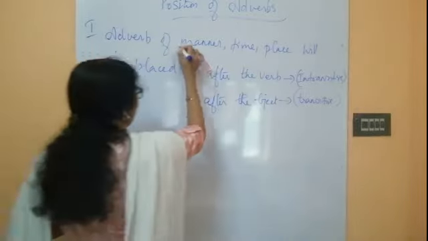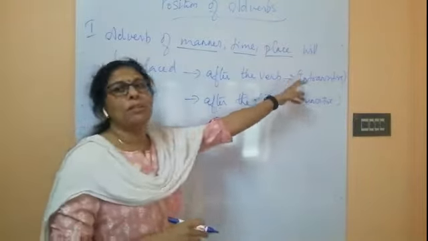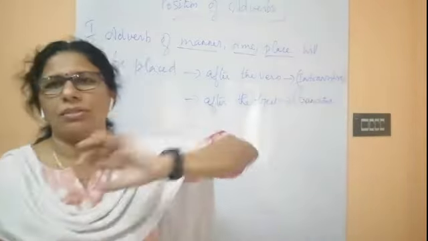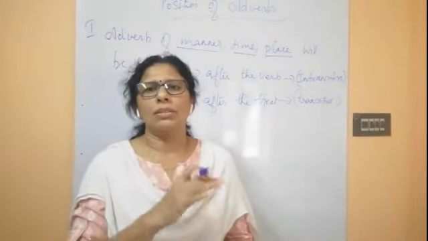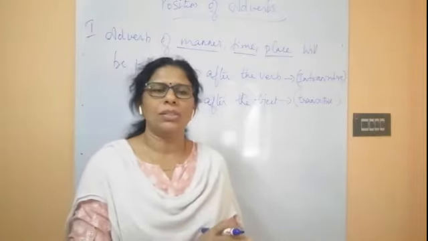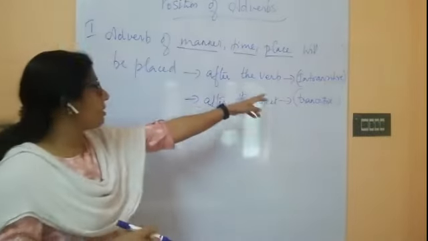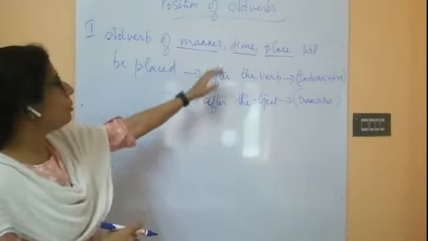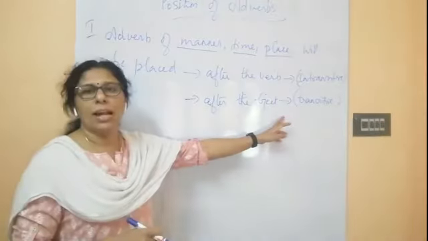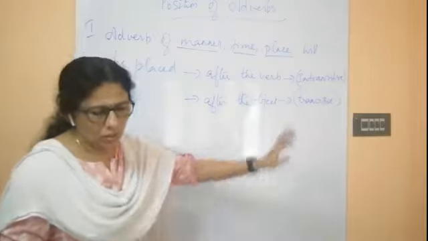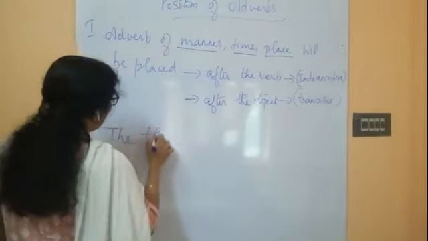So please do remember this rule. Adverbs of manner, time and place will be placed after the verb if it is intransitive. You know the speciality of transitive and intransitive verbs. Intransitive means the verb does not have an object, and a verb which has an object is called a transitive verb. So if the verb is intransitive, it should be placed soon after the verb, and if it is transitive, it should be placed after the object. Understood? Examples also will be given, the thief.